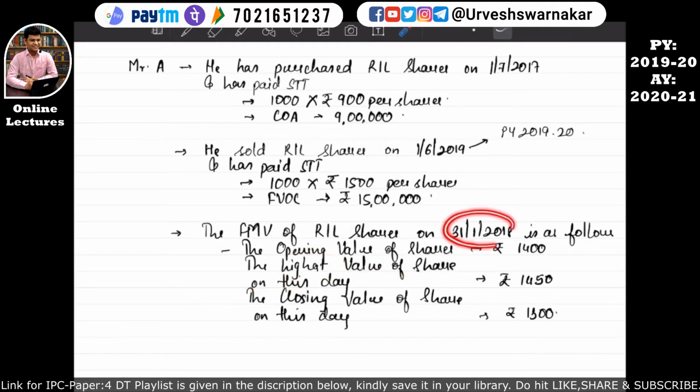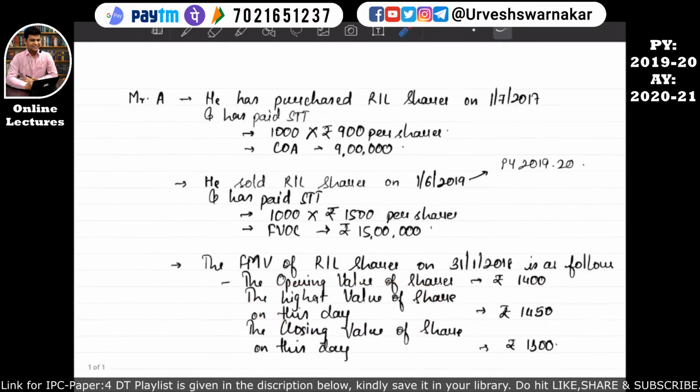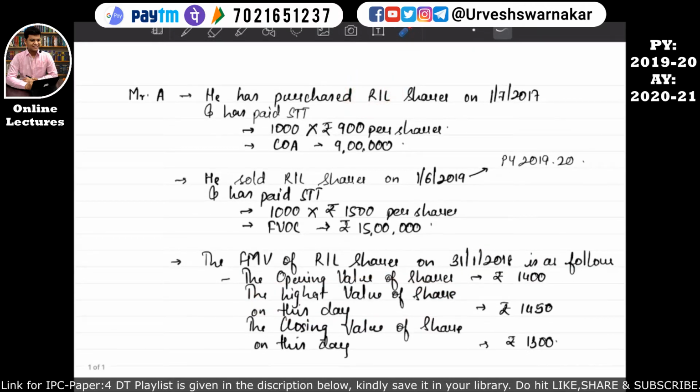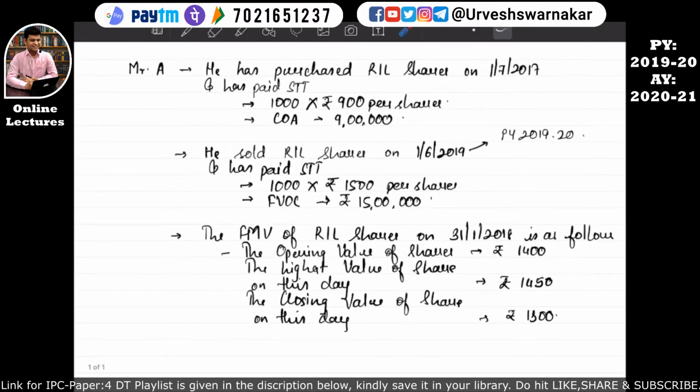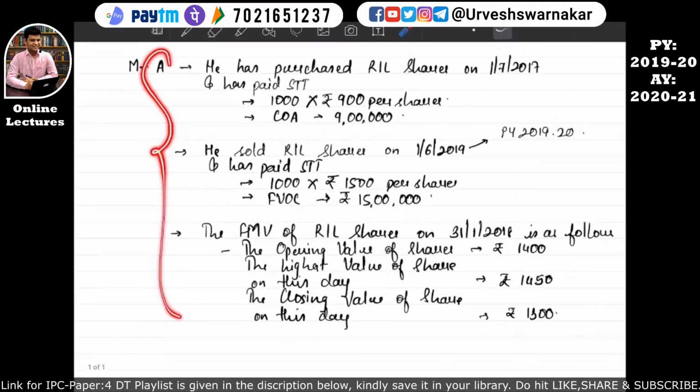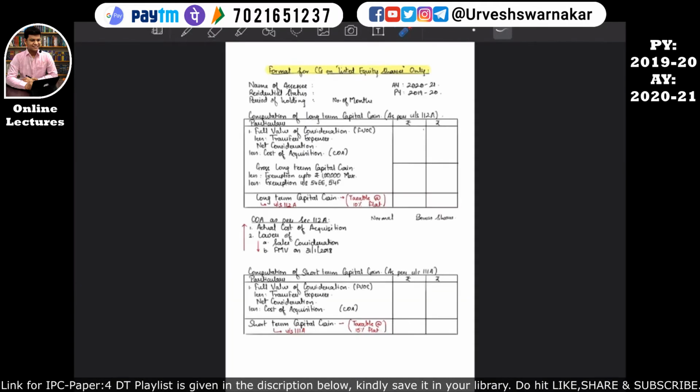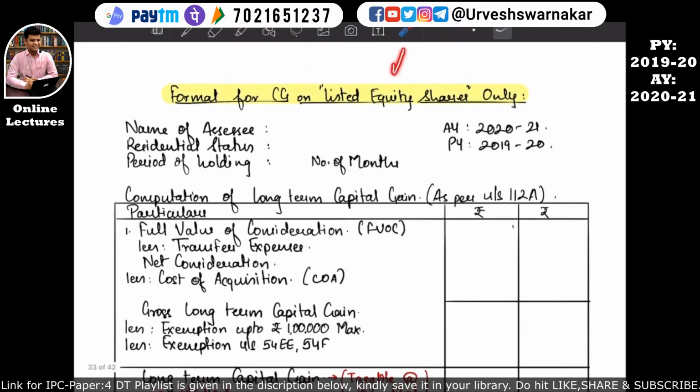That means on 31st January 2018, whatever will be the highest value of these shares, that is Reliance Industries Limited, which was traded on the stock exchange, that we will consider. That means this value we will consider. I hope this is quite clear to you all. So in order to solve this question, come into the format book. Over here the format of capital gain on listed equity share, how to calculate, is given.